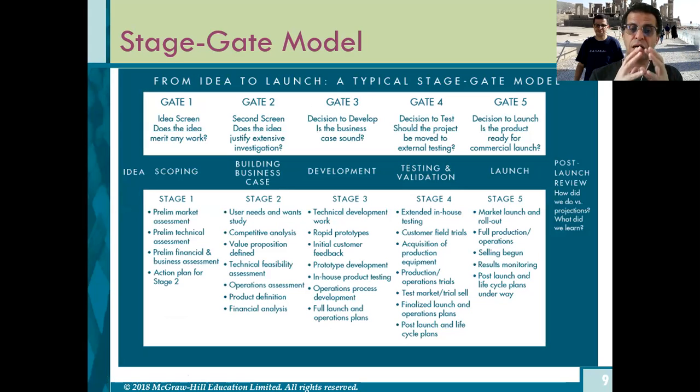Gate one, which is the idea screen: does the idea merit any work? For example, we can bring in the mobile diabetes idea. So at this stage we do a preliminary market assessment, a preliminary technical assessment, a functional and business assessment, and an action plan for stage two. Gate two is the second screening, because there's already an idea screening. Second screening asks: does the idea justify extensive investigation?